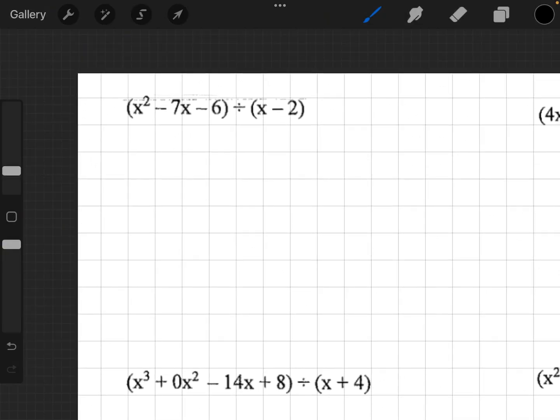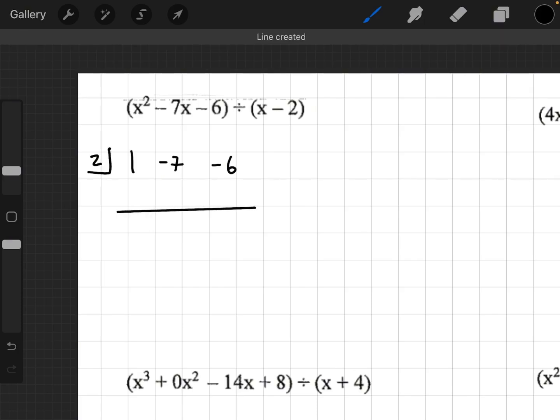We'll go through some other examples so we can become more familiar with this. To find the root, we'll set this equal to 0. X minus 2 equals 0. The value of x that would make that statement true is 2. So we're going to write our root here. Then we're going to line up our coefficients. There's a 1 here in front of the x squared. So 1. This is negative 7 and negative 6. We're going to bring the first term down as 1.